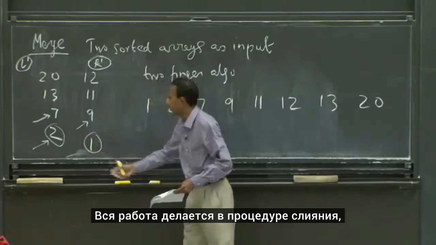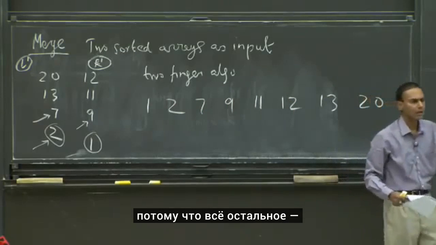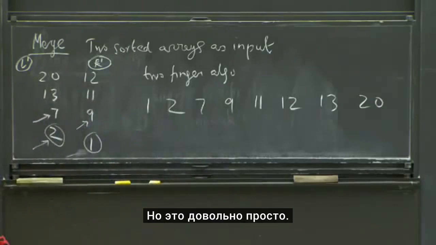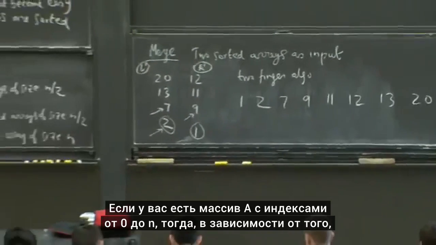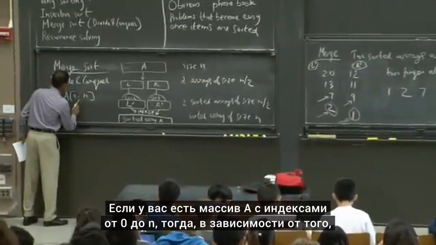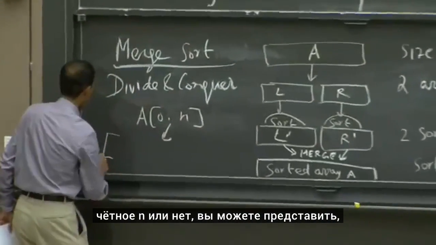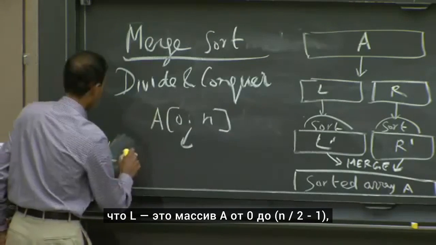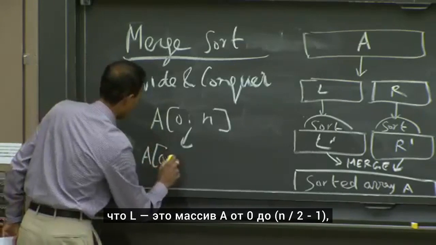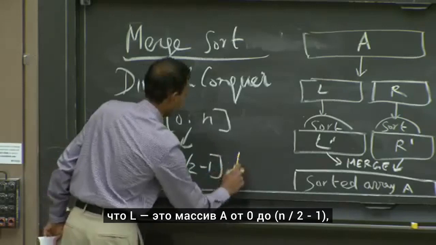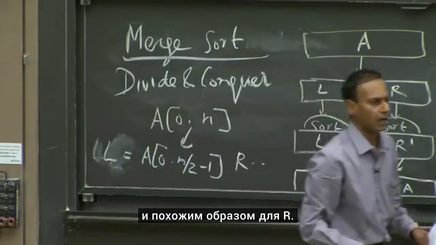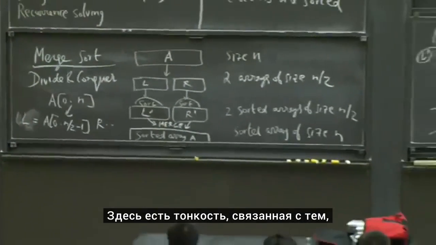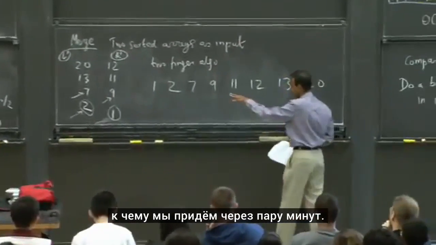And all of the work, really, is done in the merge routine. Because other than that, the body is simply a recursive call. I mean, you have to obviously split the array, but that's fairly straightforward. If you have an array A that is 0 through n, then depending on whether n is odd or even, you can imagine that you set L to be A[0 : n/2 - 1], and R similarly. And so you just split it halfway in the middle, and I'll talk about that a little bit more. There's a subtlety associated with that we'll get to in a few minutes.